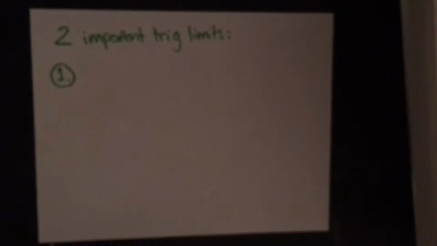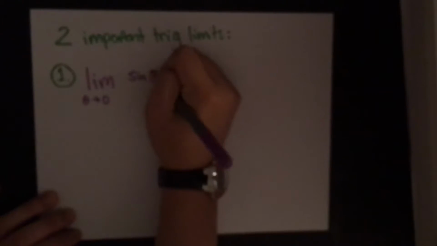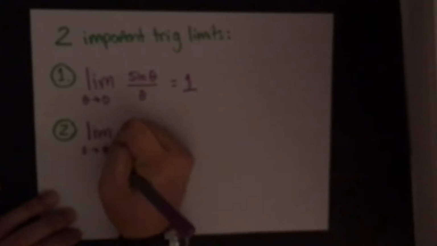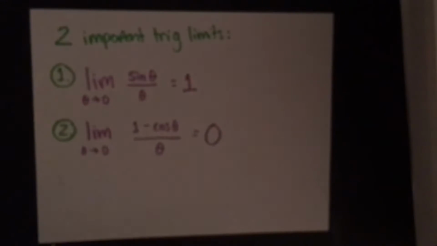Trigonometric limits can also be found algebraically. Here are two important trig limits to memorize for the AP exam. First of all, the limit as theta approaches 0 of sine of theta divided by theta is always 1. The limit as theta approaches 0 of 1 minus the cosine of theta divided by theta is always 0.